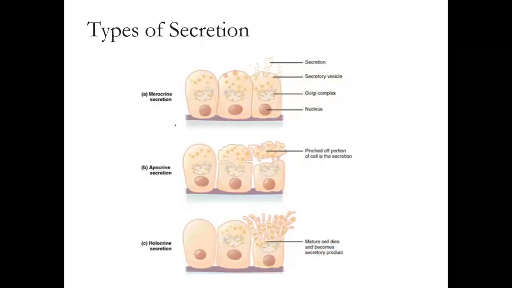And then these are the different types of secretion. So here's your merocrine, and it's just like the Golgi apparatus is busy producing the secretion, and it just releases out. So this is just a regular secretion.